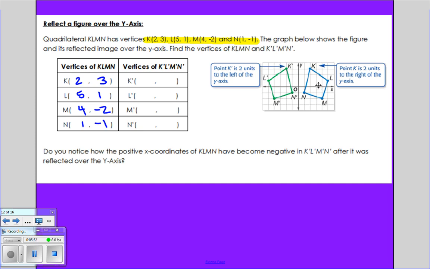That's going to be the blue figure over here. And then the green figure over here has the prime letters. So that's our new quadrilateral. So you can see that we're flipping over the x-axis this time. Or I'm sorry, the y-axis. We're flipping over the y-axis this time. So our mirror is going right here.